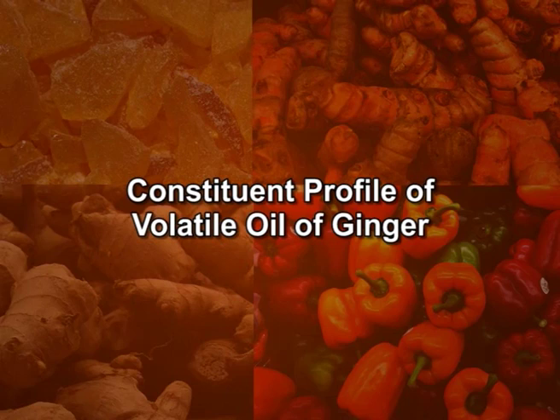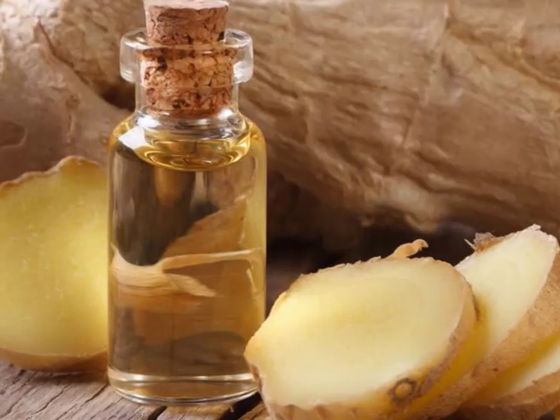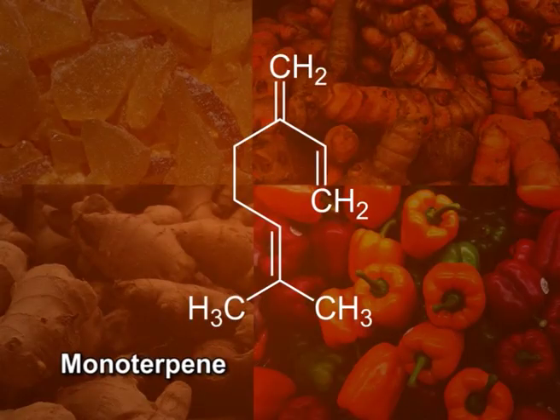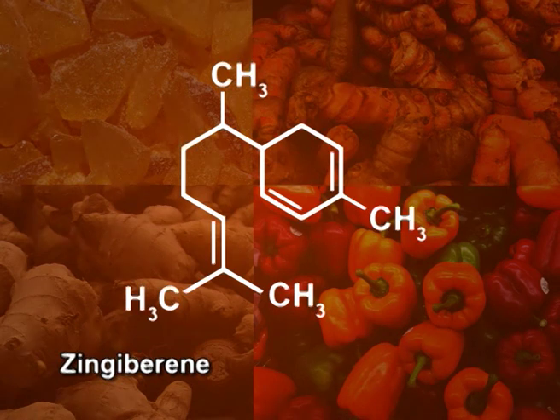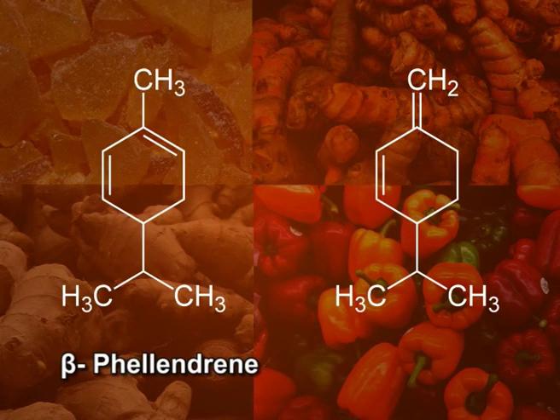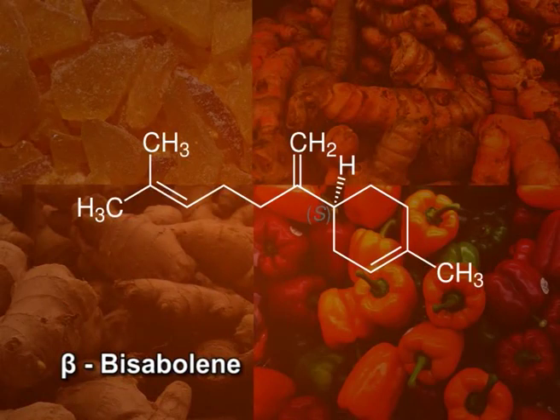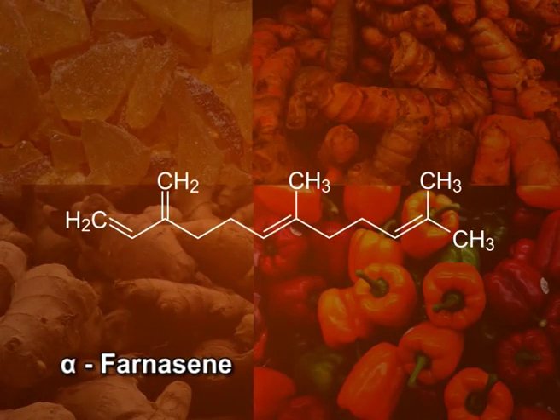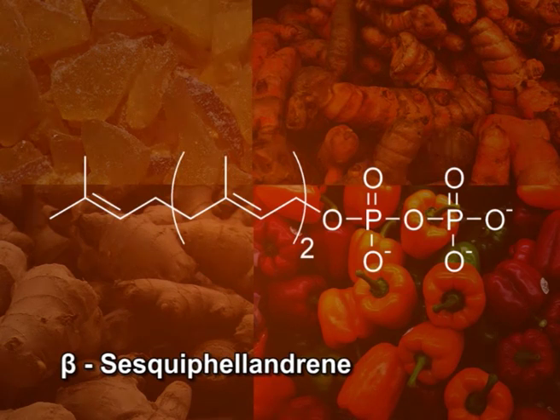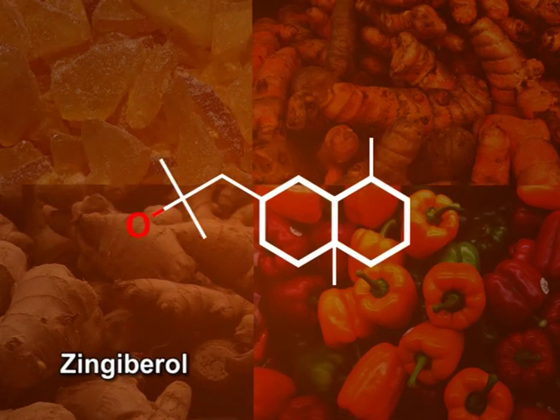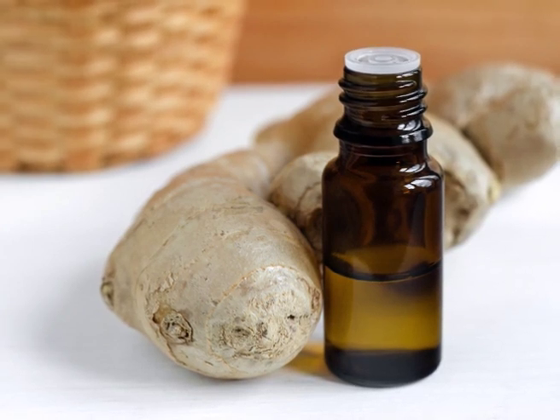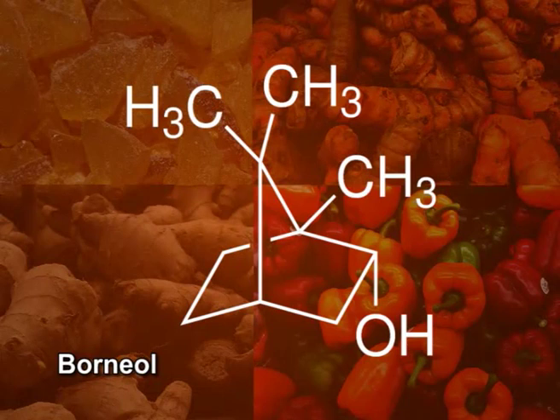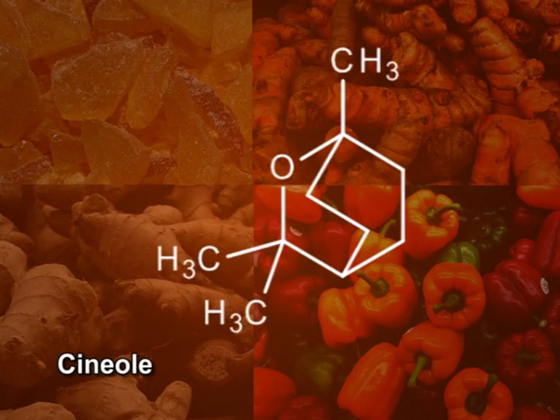The constituent profile of the volatile oil of ginger: the ginger oil comprises monoterpenes and sesquiterpene hydrocarbons such as zingiberene, camphene, beta-phellandrene, beta-bisabolene, alpha-farnesene, beta-sesquiphellandrene, and zingiberol, which is a sesquiterpene alcohol. The other components present in minor quantities in ginger oil are curcumin, borneol, citral, and cineol.